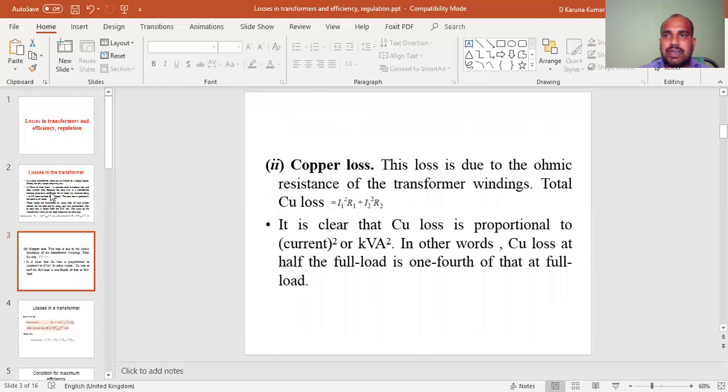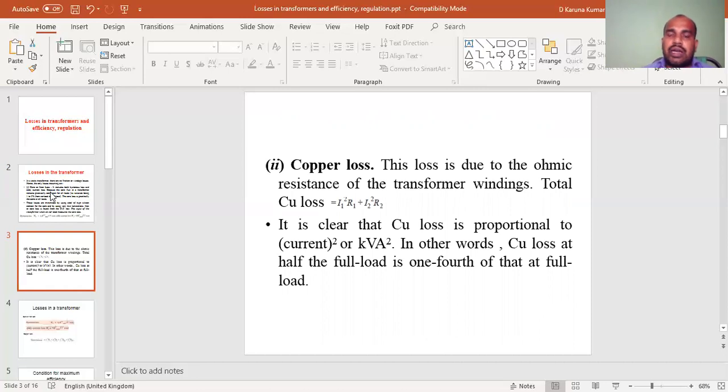The second one is copper losses. These losses occur due to the ohmic resistance of the transformer winding, because the winding is made from copper. The copper loss is I1 squared R1 plus I2 squared R2. I1 is the current passing through the primary winding, I2 is the current passing through the secondary winding, R1 is the resistance of the primary winding, and R2 is the resistance of the secondary winding.